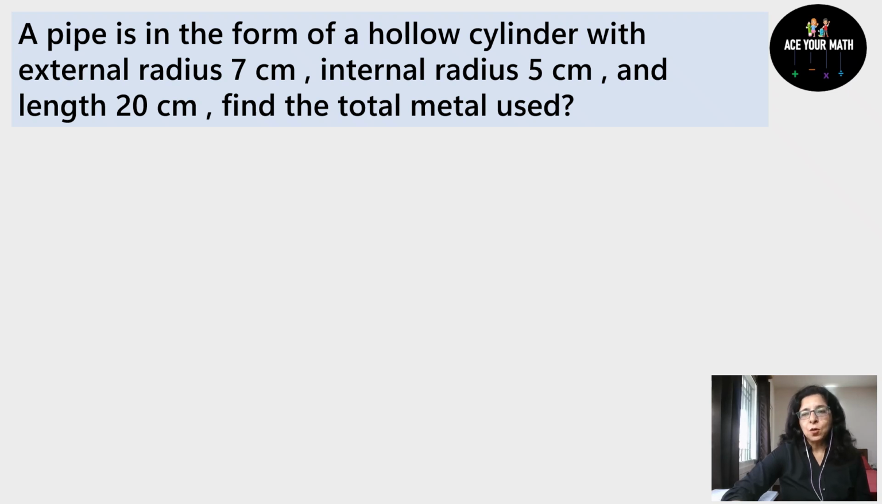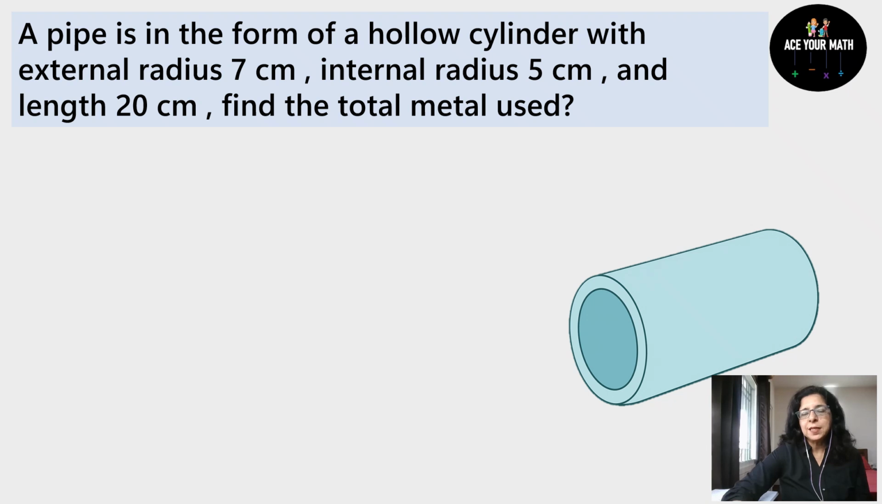See, the cylinder is hollow. There is nothing inside, but it is thick from outside. If you see, it is like this. It has a length of 20 centimeter, and now you have to find how much metal is used in it. So what you will do, first write down the external radius and internal radius. See how to solve such a sum.